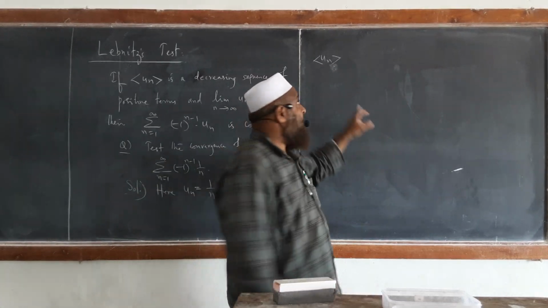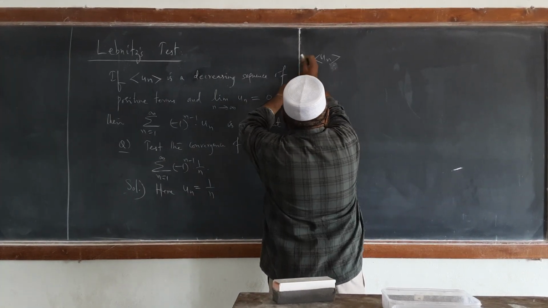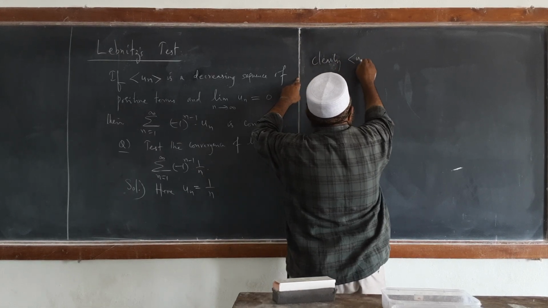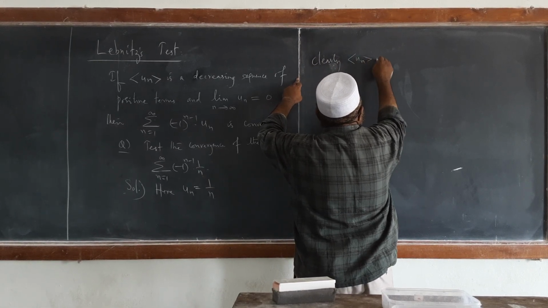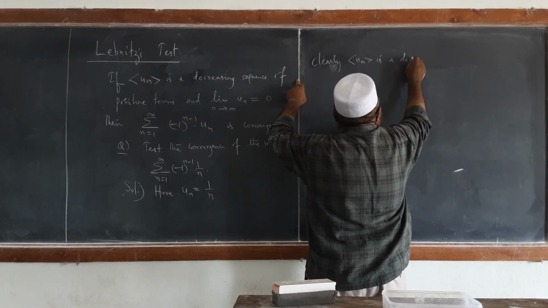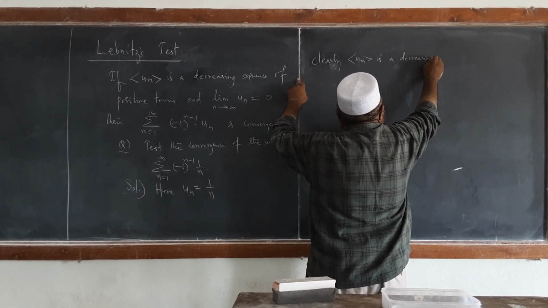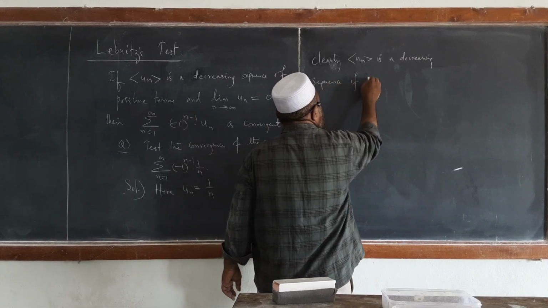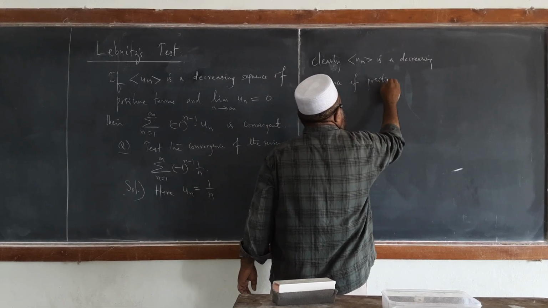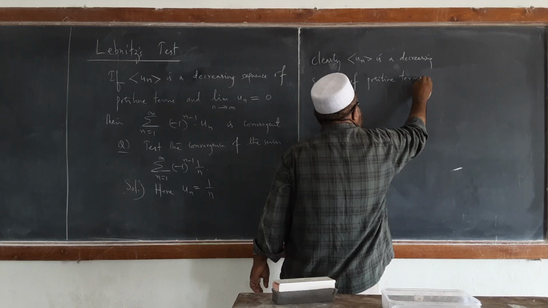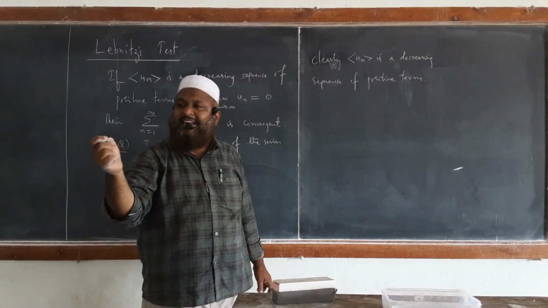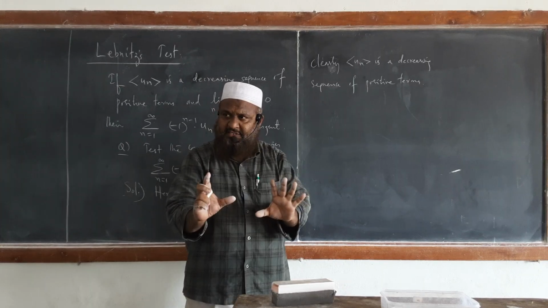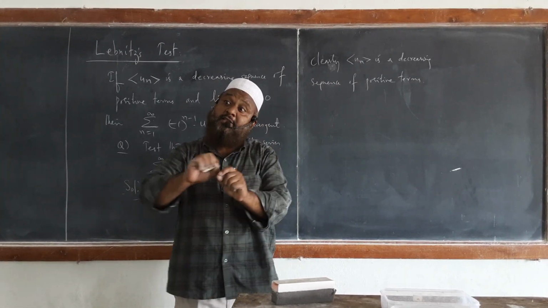I am directly saying that, clearly I am writing, un is a decreasing sequence of positive terms. If you can catch it, you catch it, otherwise you leave it. I'll try to prove in short, fast, how it is a decreasing sequence mathematically.